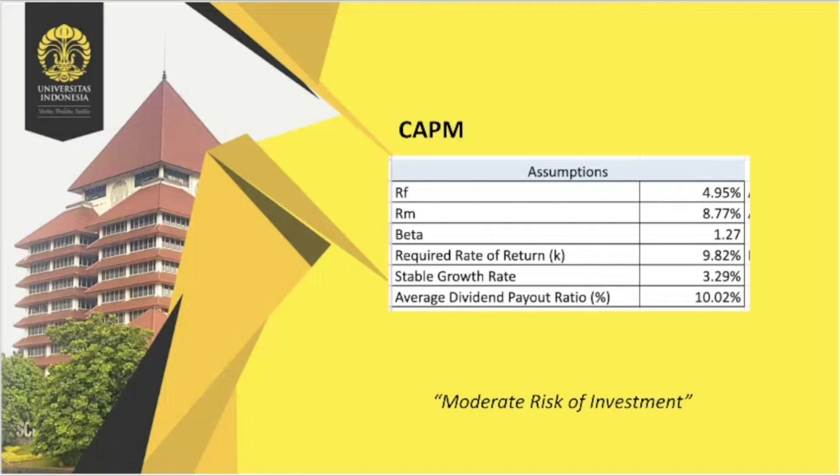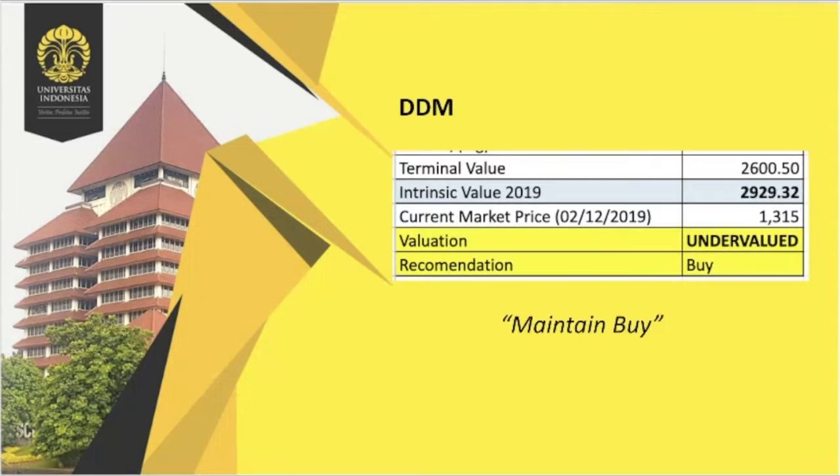Lastly, the result of the CAPM is 9.82%, which indicates the return that the company gets from investing in the market premium, which will give the company a 9.82% return on asset. And now let's move on to the DDM method.